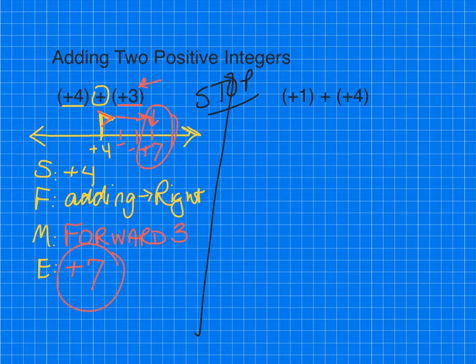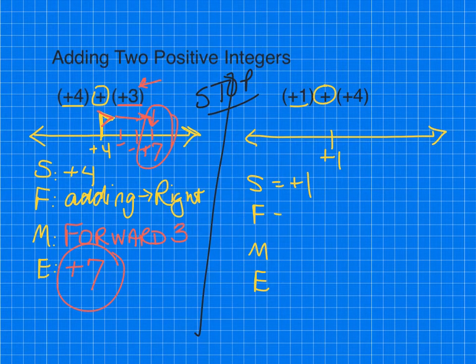Okay, so here we are. We're going to be adding positive 1 plus positive 4. The first thing that we do is we draw our number line, and then we are going to be identifying the start, the face, the move, and the end. So we know we're going to be starting on positive 1 because that's the first integer in our problem. We know that we're adding, so therefore we're going to be facing to the right. And that's again because we're adding.